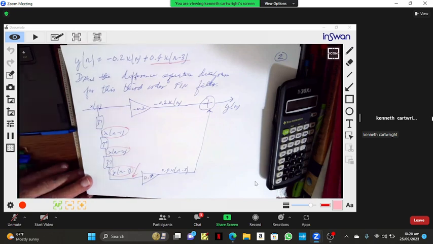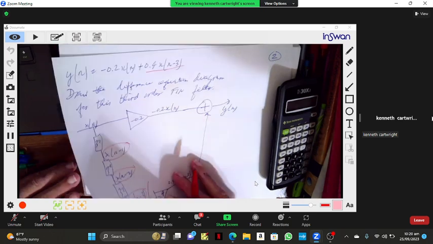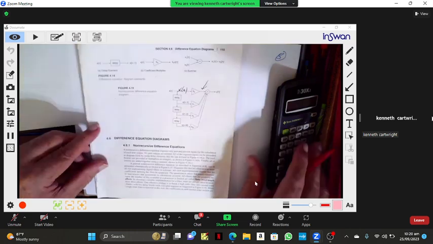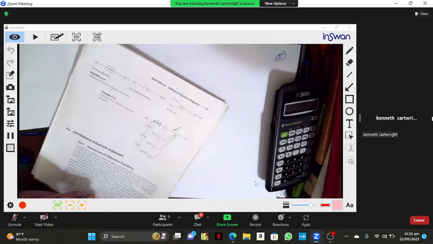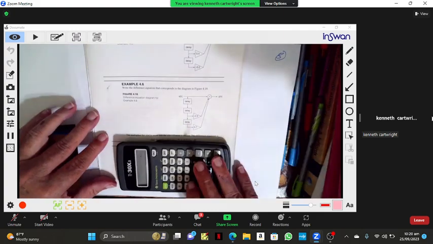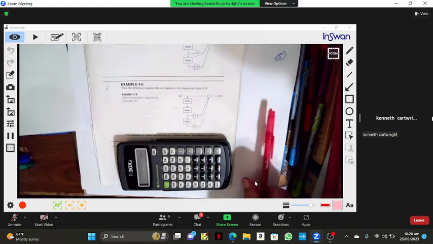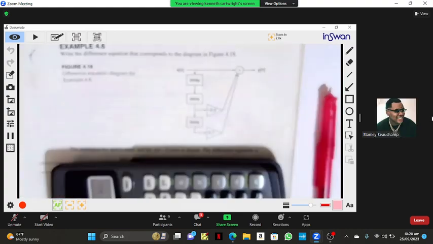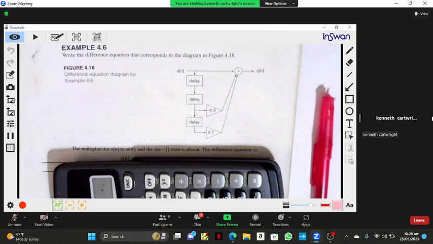Any other questions? Okay. Let's go the other way. Tell me what this equation is. You want to send it by chat? Yes, send it by chat.